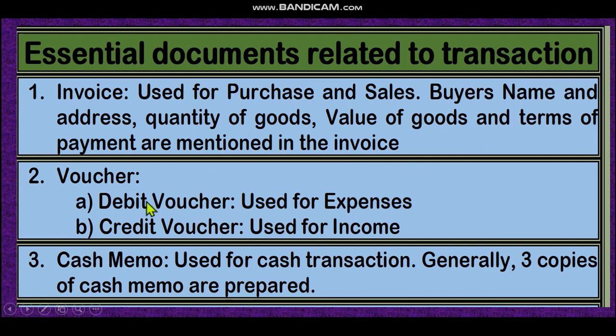Voucher, there are two types of voucher, debit voucher and credit voucher. Debit voucher is used for expenses, credit voucher is used for income. And cash memo is used for cash transactions. And generally 3 copies of cash memos are prepared. All are important for MCQ, dear student. That's why I have given them here.